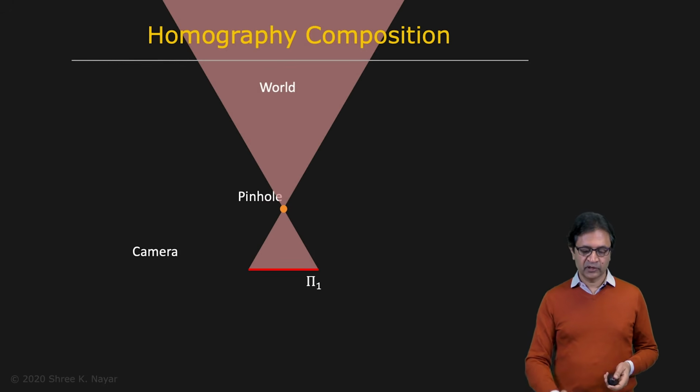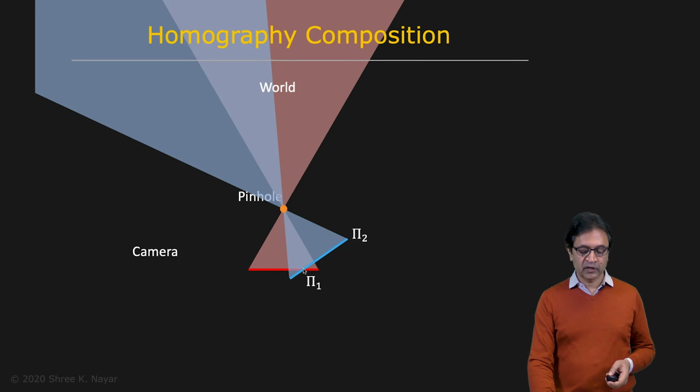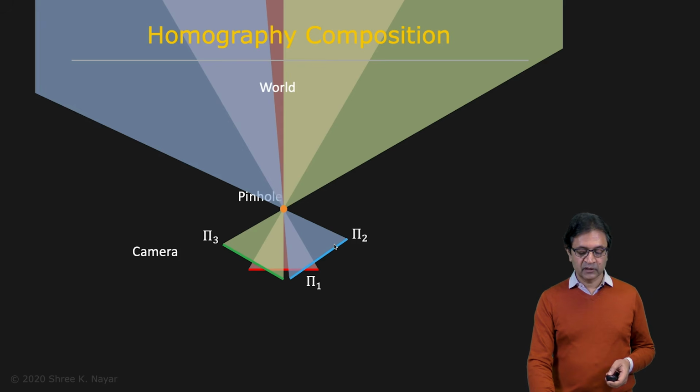So let's look at the following problem. You have your three-dimensional world right here, and imagine that you take one image of this world, this scene, using this orientation of the camera. So this is your image right here, and this is your image plane 1. And then you rotate your camera, and you take another image, and that falls on plane 2. And then you take a third image that falls on plane 3.